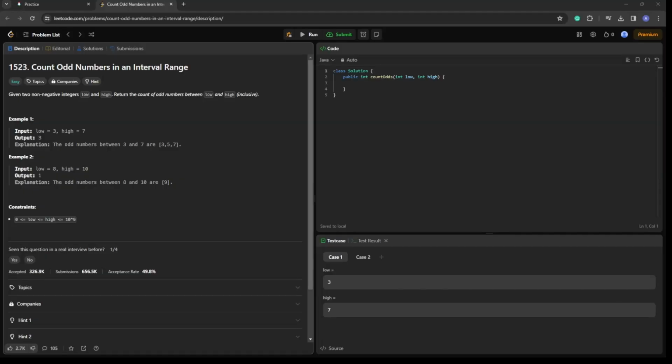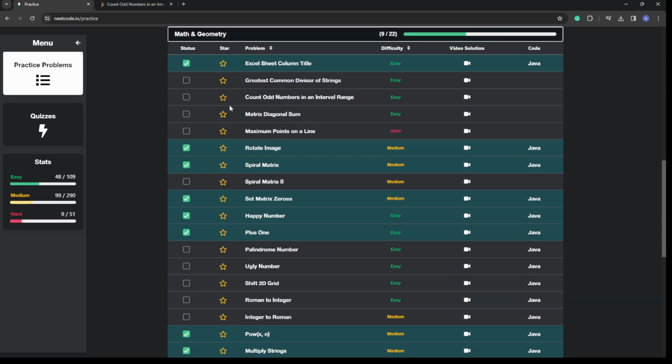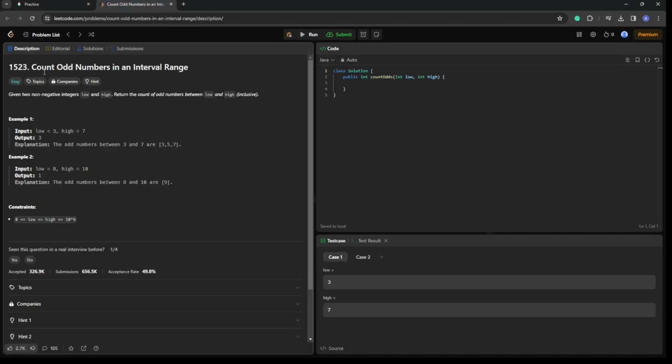Today, me and Aman will be solving from Leetcode the count odd numbers in an interval range from math and geometry, which is problem 1523. So we're given two non-negative integers, low and high. Return the count of odd numbers between low and high inclusive.